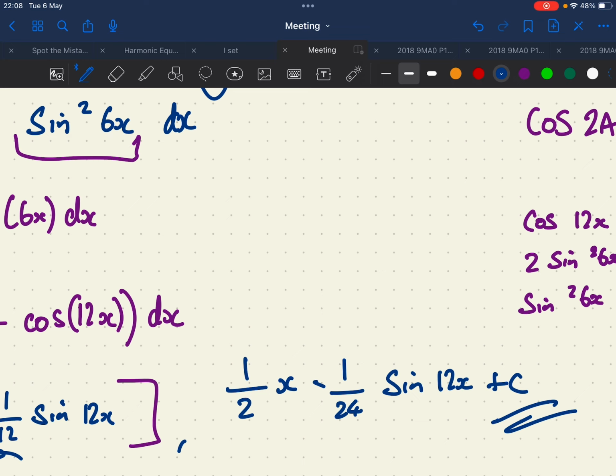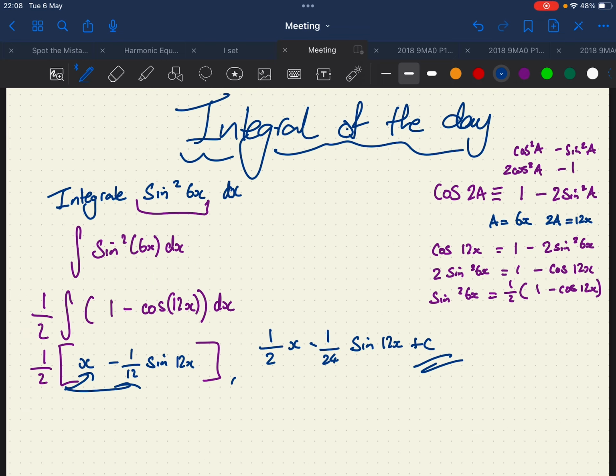So earlier in the integrals of the day, you've talked about how we deal with odd powers, with even powers, and as you may have seen before in the need to knows, what we do is a little bit of work on our cos double angle to substitute it out and make it much easier to deal with.